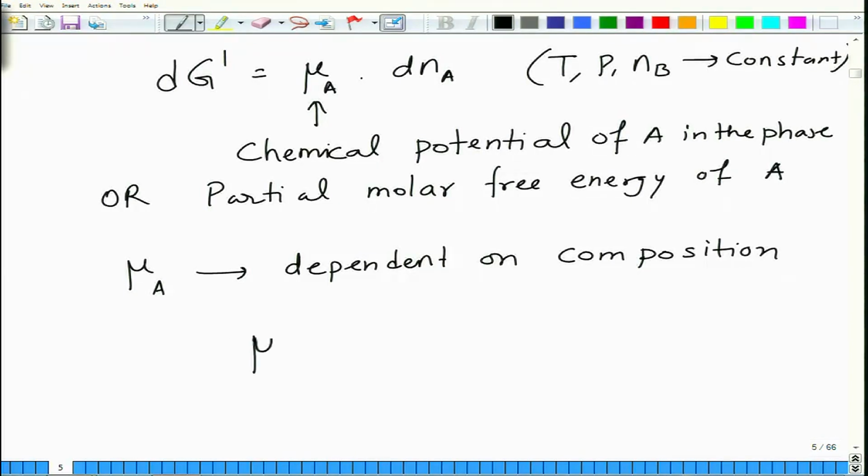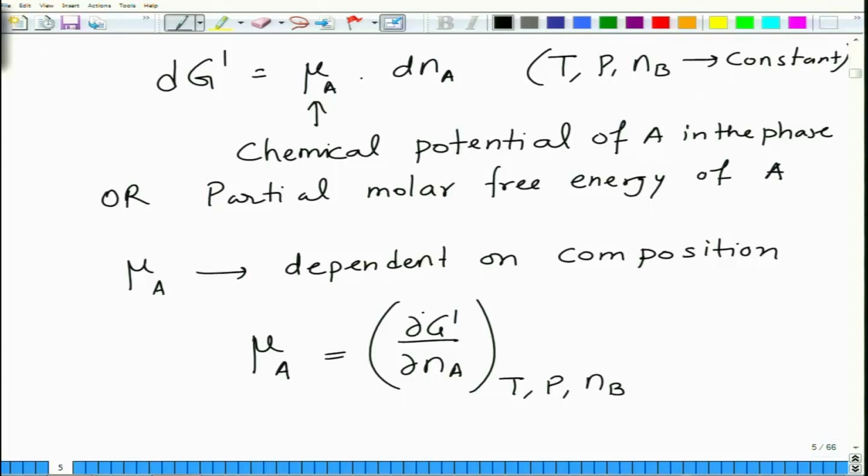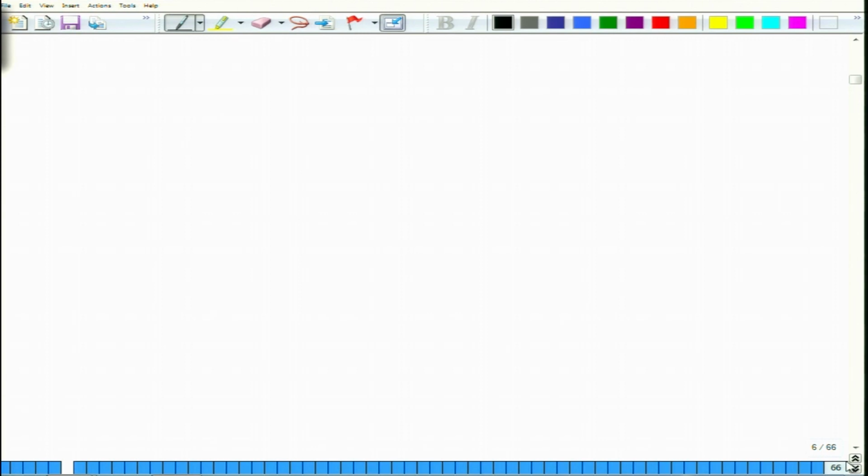So you can represent this mu A as del G prime by del Na at constant temperature, constant pressure and constant Nb. So basically we are making this dNA so small that there is no appreciable change in the overall composition of the phase. It is a very minute change, and this minute change gives rise to changes in the free energy. So incremental changes in the free energy upon incremental changes in the composition are represented by a quantity called chemical potential. So this is the chemical potential of element A in the phase.